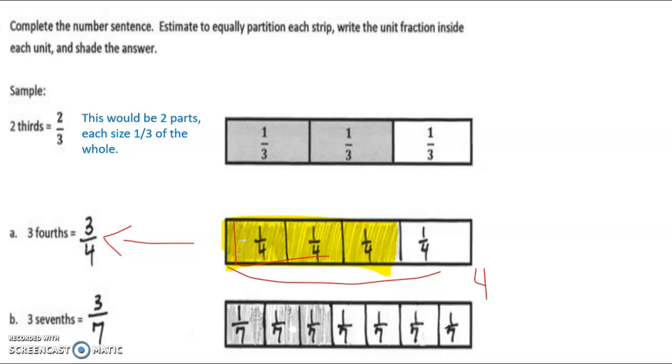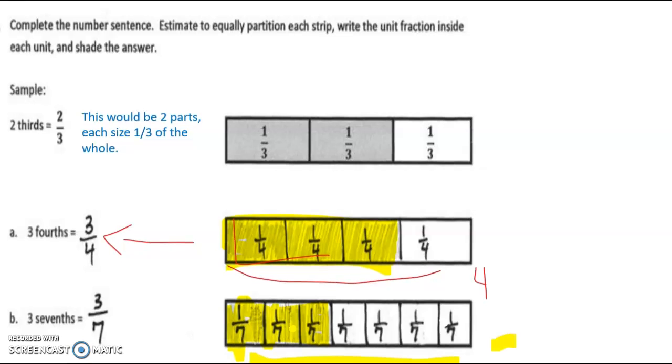And now 3/7. This would be 3 parts, each size 1/7 of the whole. So there's 3 colored in, each size 1/7, and 7 boxes altogether, and it equals 3/7.